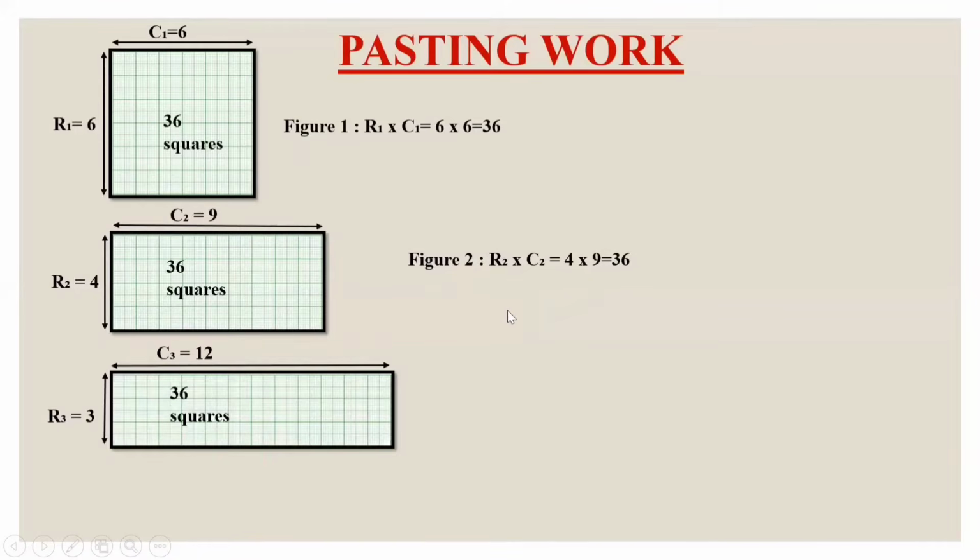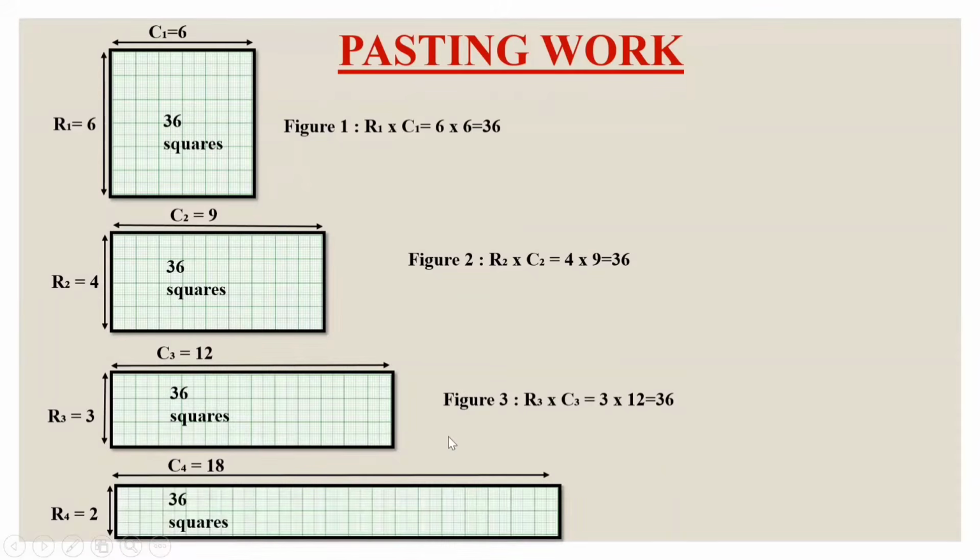The third arrangement can be if I take 3 rows of how many? 12 squares each. So how many columns am I having? 1, 2, 3, 4, 5, 6, 7, 8, 9, 10, 11, 12. 12 columns and 3 rows. So I'm having 3 rows and 12 columns, right? So how many squares are again here? Again, there are 36 squares. This becomes figure 3, where R3 into C3 is 3 into 12, which is 36.